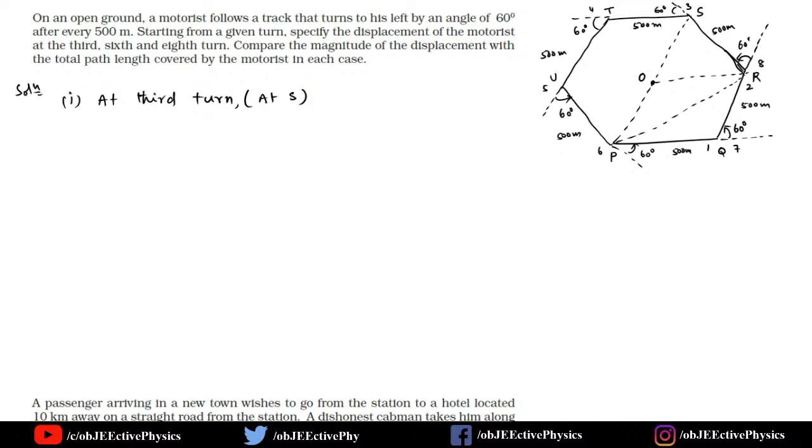So up to S, between P and S, we should find out, in each case, the magnitude of the displacement compared with the total path length covered by the motorist. Displacement and path length. Path length is nothing but distance. Displacement and distance, we should find out. In the first case, the total path length.